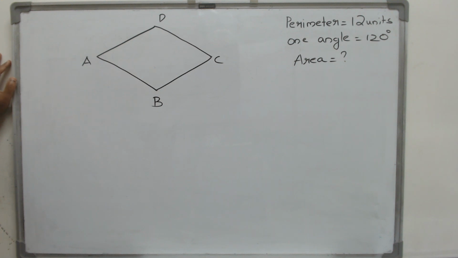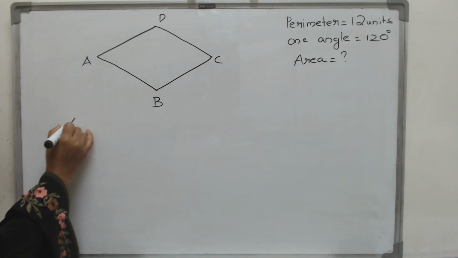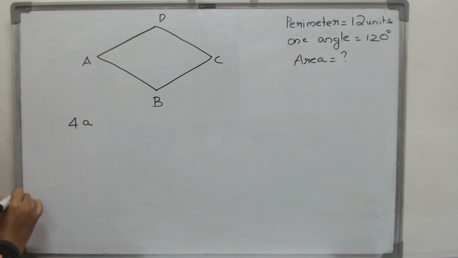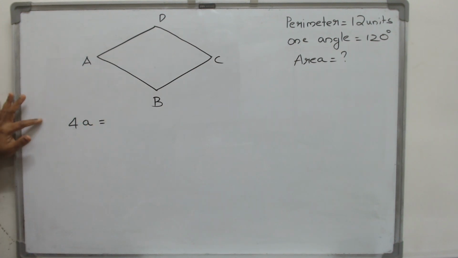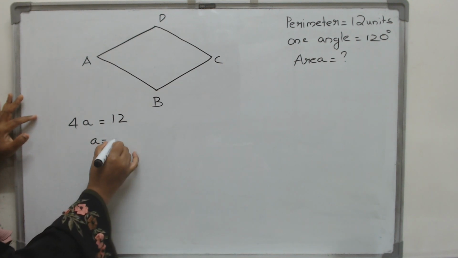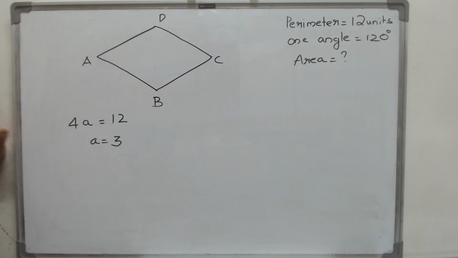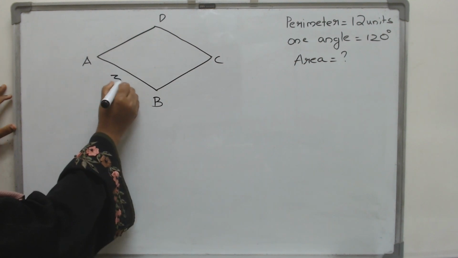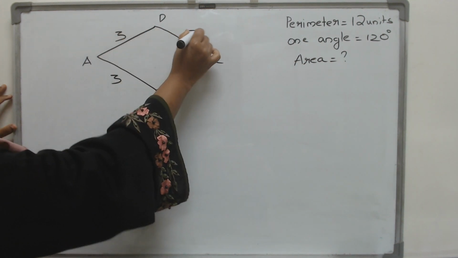Here we have a rhombus ABCD. Its perimeter is 12 units. Now what do we know about the sides of a rhombus? All the four sides are equal. If all the sides are of measure say A units, then we have 4A, which is the perimeter, is 12 units, which means each side is going to be 3 units. So each of these sides is going to be 3 units.